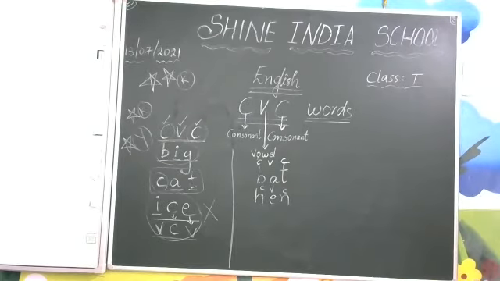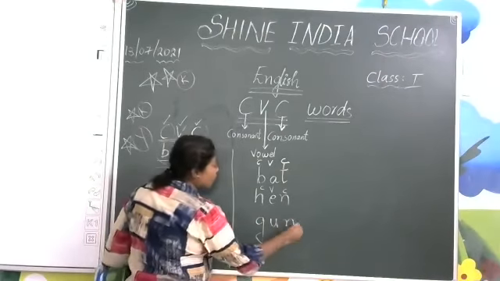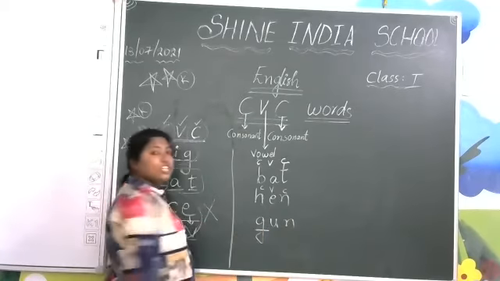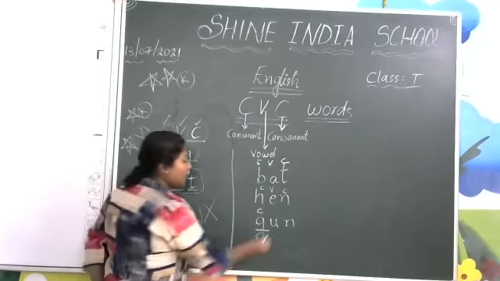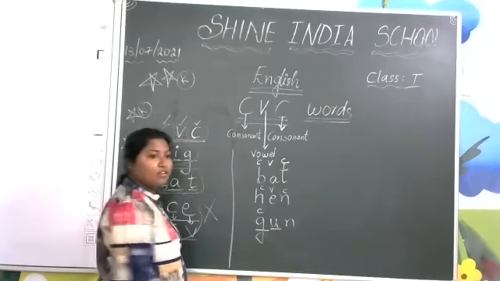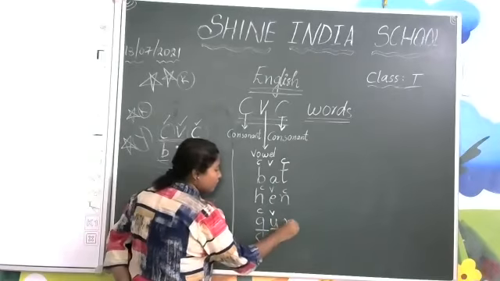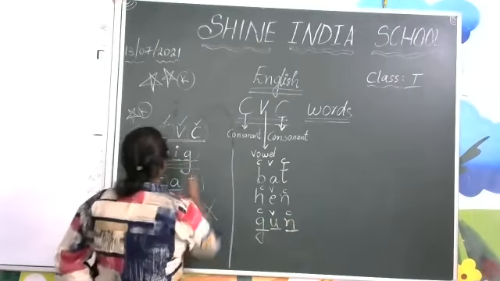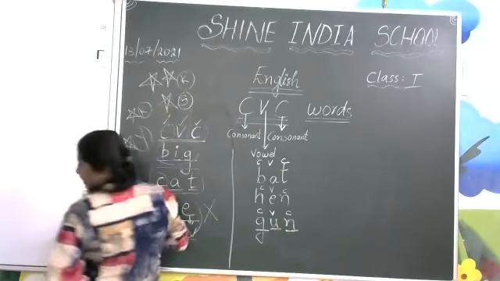G-U-N, gun. Correct or wrong? Check it out. Shall we check? G is a consonant. U is a vowel. Very good. N is a consonant. Very good. You also will get a star. Very good.